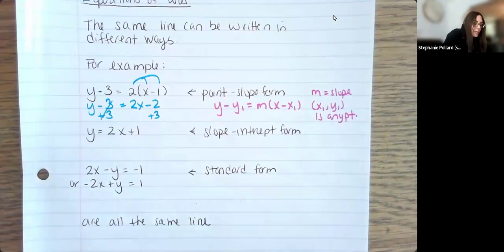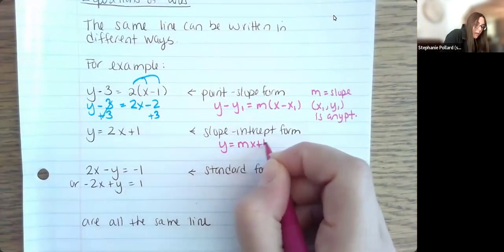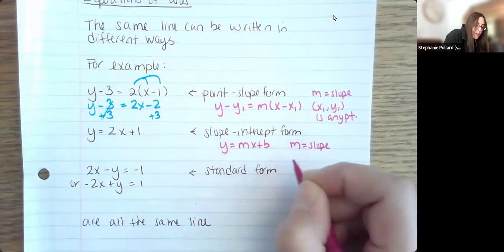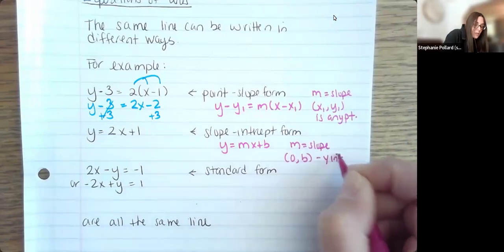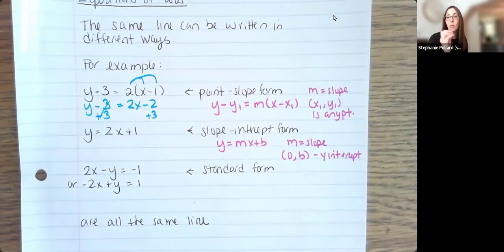Now, the slope intercept form in general looks like this. That's our mx plus b form, right? So m is still our slope here. And then the point (0, b) is particularly the y-intercept, right? So you also know one of the points on the graph, but it has to be the y-intercept that you know.